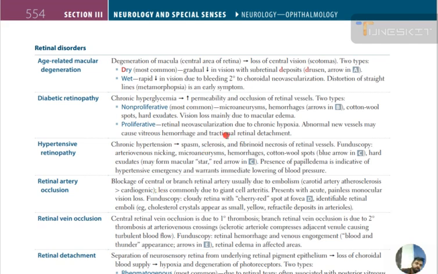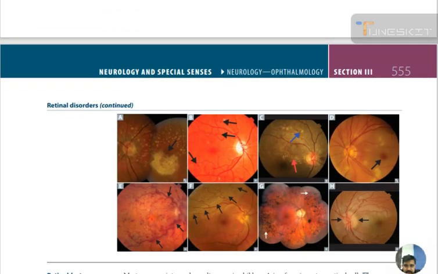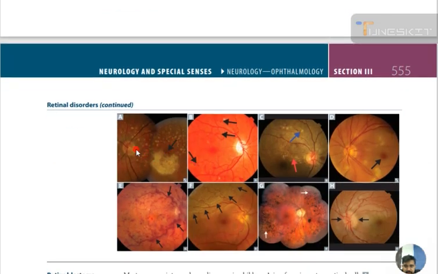So we start from the retinal disorders. First one is age-related macular degeneration. Degeneration of macula, central area of retina, loss of central vision, scotoma. Two types: dry, which is most common, and this is gradual decrease in vision with subretinal deposits. Drusen are formed, as you can see in picture A. Yes, these are the drusen and scotomas.